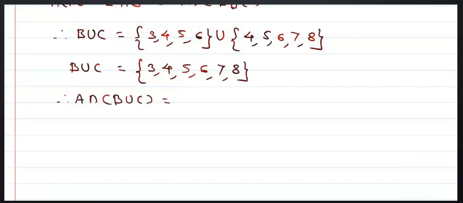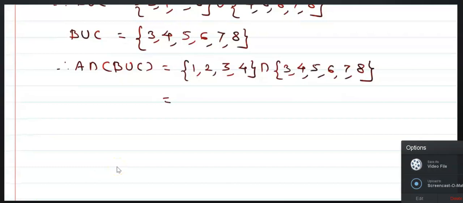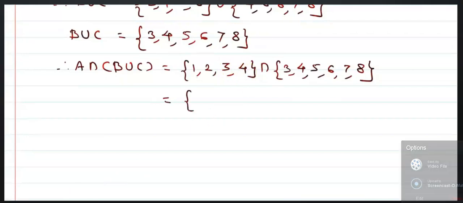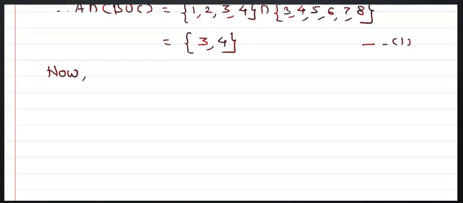A intersection (B union C) is equal to, now first is {1, 2, 3, 4} and {3, 4, 5, 6, 7, 8}. Now their intersection, the common elements. Which are the common elements? 3 and 4 are the common elements. Therefore, it is written as {3, 4}. All these examples are easy. A intersection B is equal to {1, 2, 3, 4}.